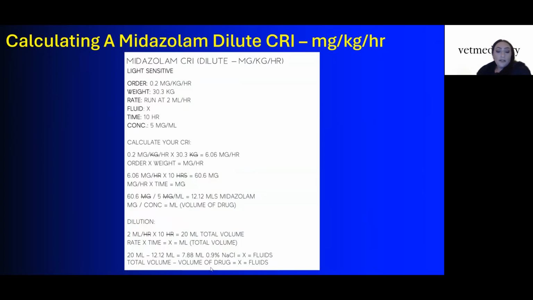Dilution. 2 mils an hour times 10 hours gives us 20 mils total volume. So our rate times our time equals our mils in total volume. So total volume minus volume of drug is going to give us our diluent. So 20 mils minus 12.12 mils gives us 7.88 mils of 0.9% NaCl to use as diluent.